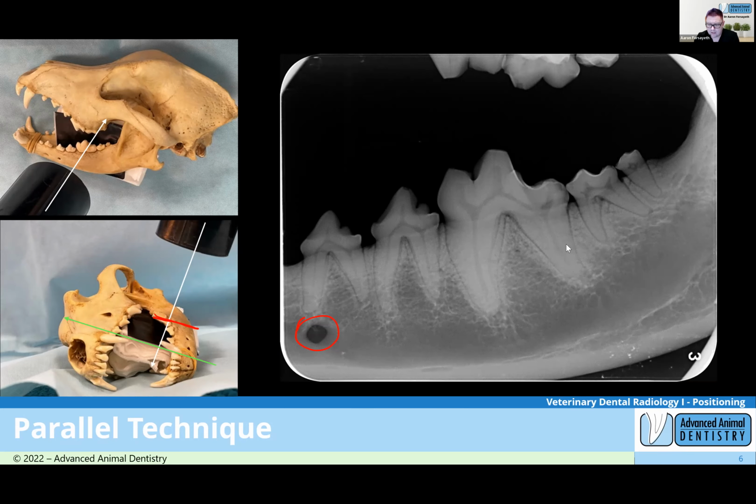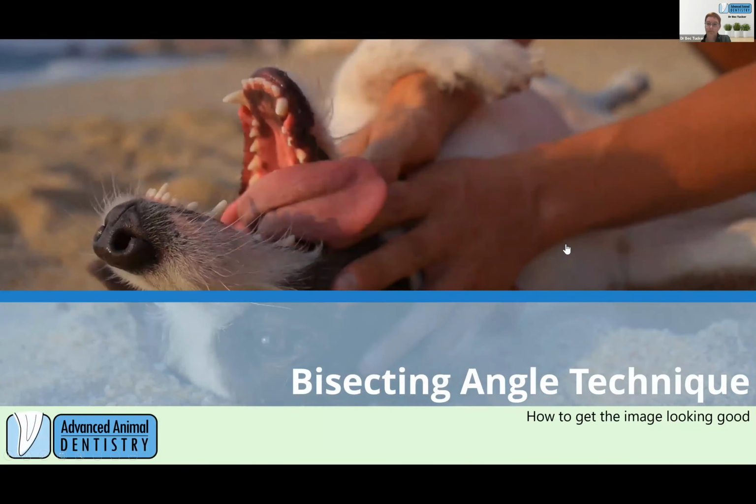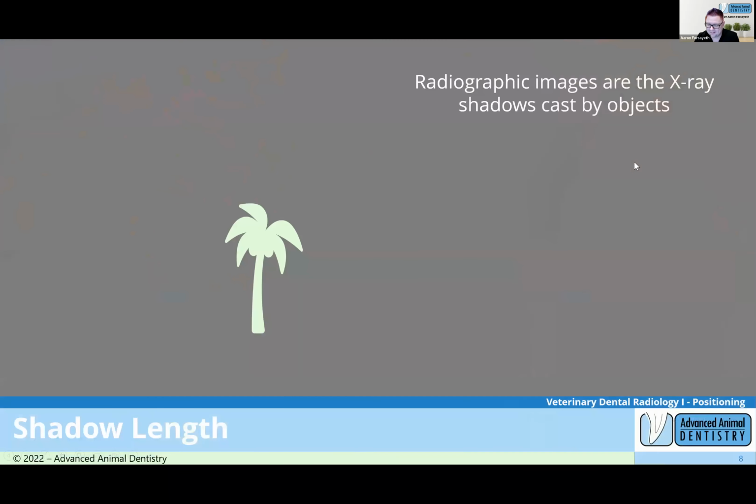But what's most important really is understanding bisecting angle technique. It's tricky. So I think the first concept to understand, and I'm sure most of you do, as we all use radiology in some form in practice pretty much every day, is that radiographic images are shadows cast by an object when X-ray radiation passes through them or tries to pass through them. It's hard because we take these X-rays with invisible radiation, but every day we see shadows created by sunlight, and it's pretty much the same thing.